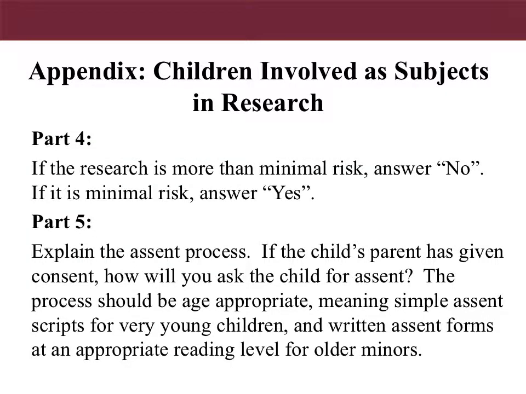Part 4. If the research is more than minimal risk, answer no. If it is minimal risk, answer yes. Part 5. Explain the assent process. If the child's parent has given consent, how will you ask the child for assent? The process should be age appropriate, meaning simple assent scripts for very young children and written assent forms at an appropriate reading level for older minors.